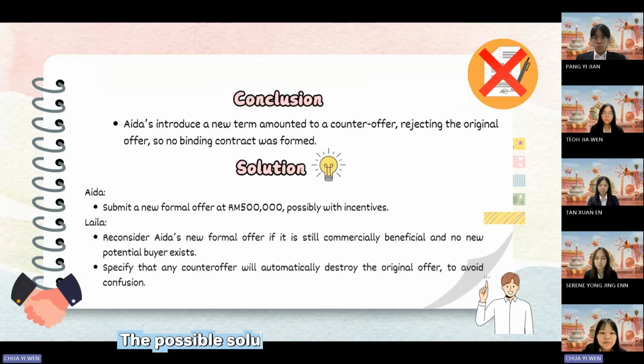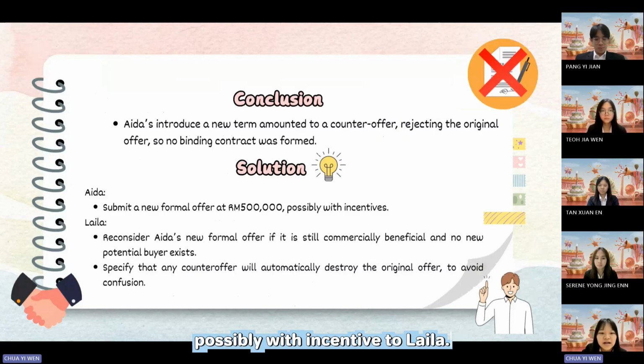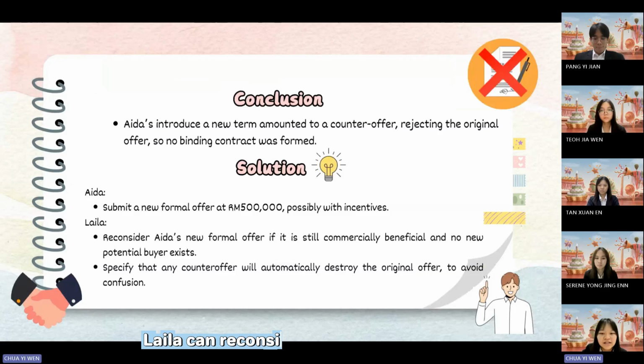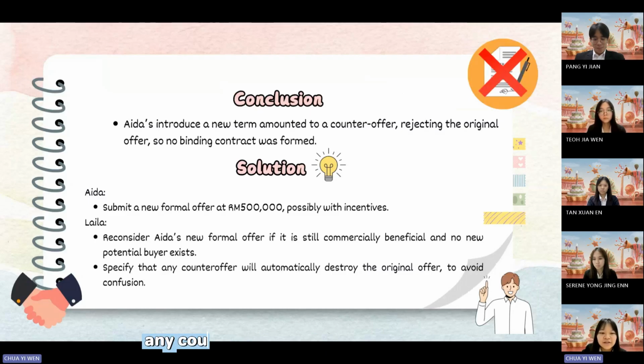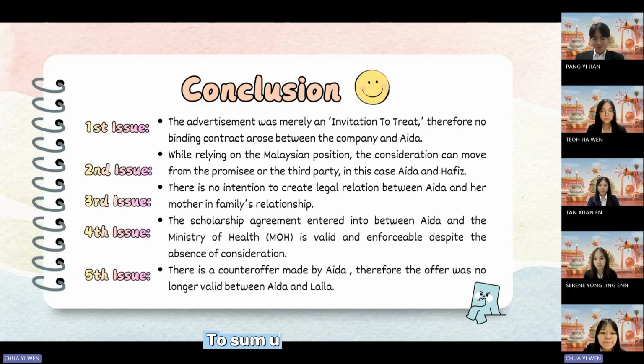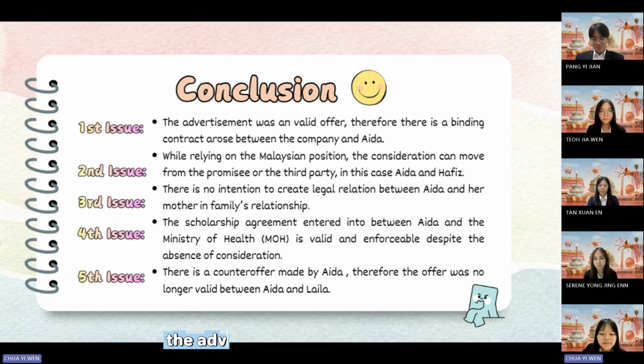The possible solution for Aida is submitting a new formal offer at 500,000 ringgit, possibly with an incentive to Laila. On the other hand, Laila can reconsider Aida's new formal offer if it is still commercially beneficial and no new potential buyer exists. Next, she can specify that any counter offer will automatically destroy the original offer to avoid confusion next time.